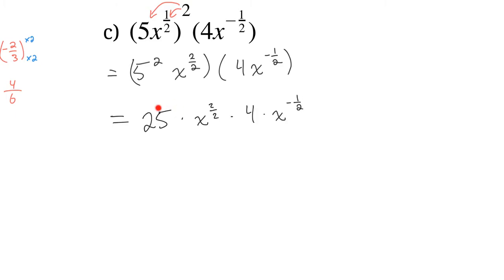So the next step, we can multiply our two numbers together, 25 multiplied by 4, which is just 100. And then we also have the same base here. So we have an x, both raised to an exponent. So when we have the same base, we can add our two exponents. So we need to do 2 over 2 plus negative 1 over 2, and that's just 1 over 2. So this is going to be x to the power of 1 over 2. And we can rewrite this as a radical, but we don't necessarily have to. But if we rewrote it as a radical, it's 100 times the square root of x.